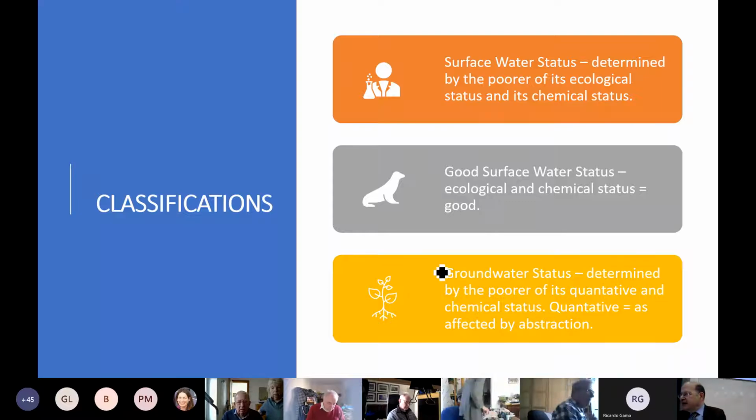Water bodies are classified for surface water status determined by the poorer of its ecological status and its chemical status. I'll come on to that. Good surface water status means that both the ecological and the chemical status are good. While groundwater status is determined by the poorer of its quantitative and chemical status. And quantitative brings in abstraction. You mustn't abstract too much water from the groundwater area, because that will then reduce its quality.